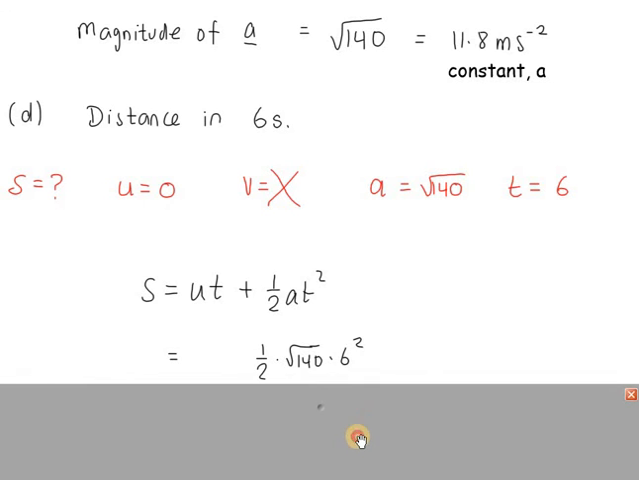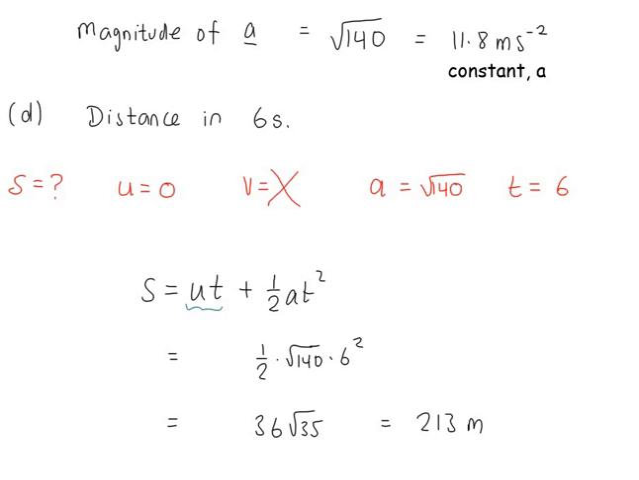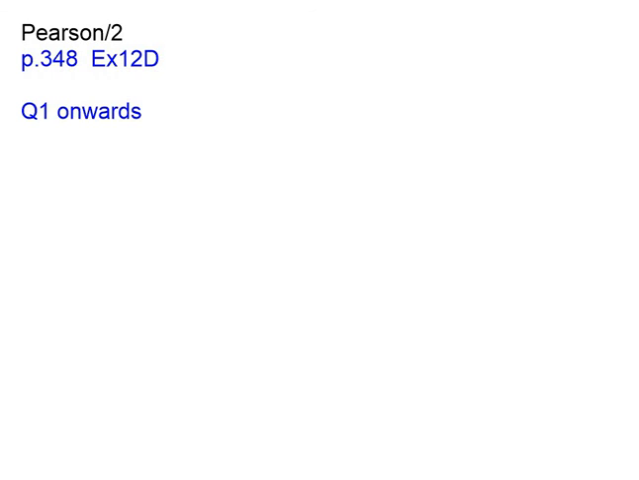Substitute the values in. The initial velocity is 0, so that term becomes 0. So we've got a half times the acceleration times t squared, and simplifying gives 213 meters. For further practice, try these questions.